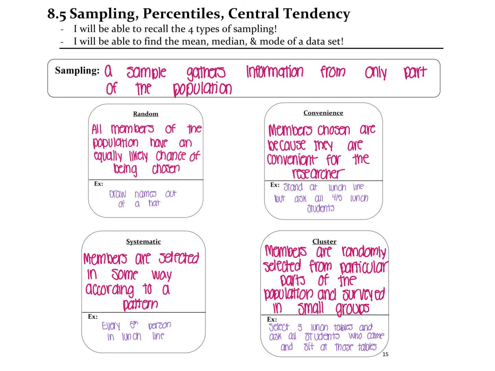In this video, we're going to talk about a couple different things. We're going to be talking about what sampling is and the different types of sampling that can occur. We're going to talk about percentiles, and we're also going to talk about measures of central tendency.